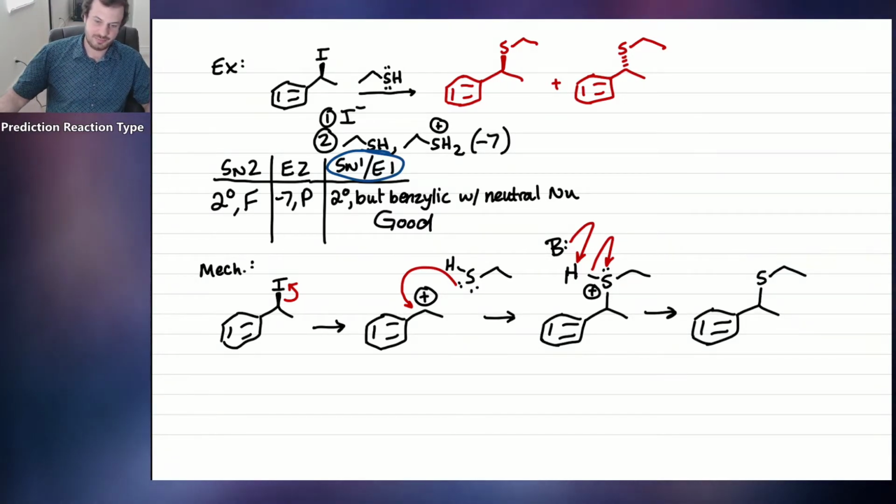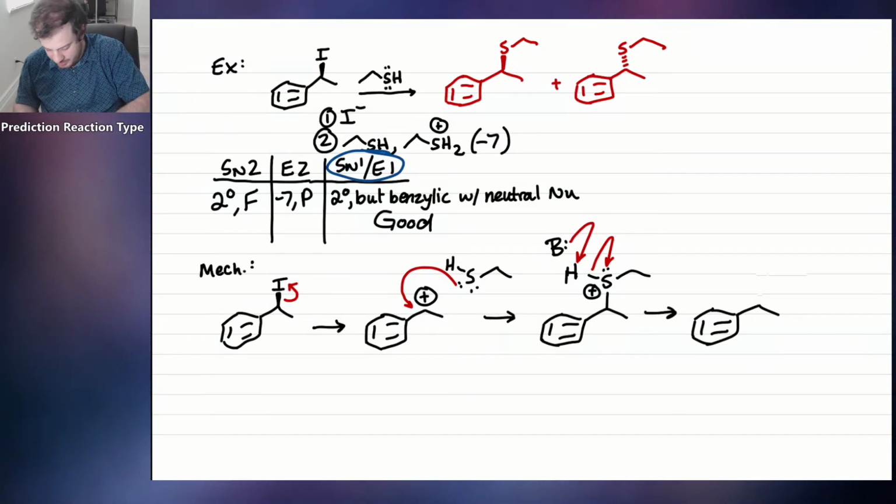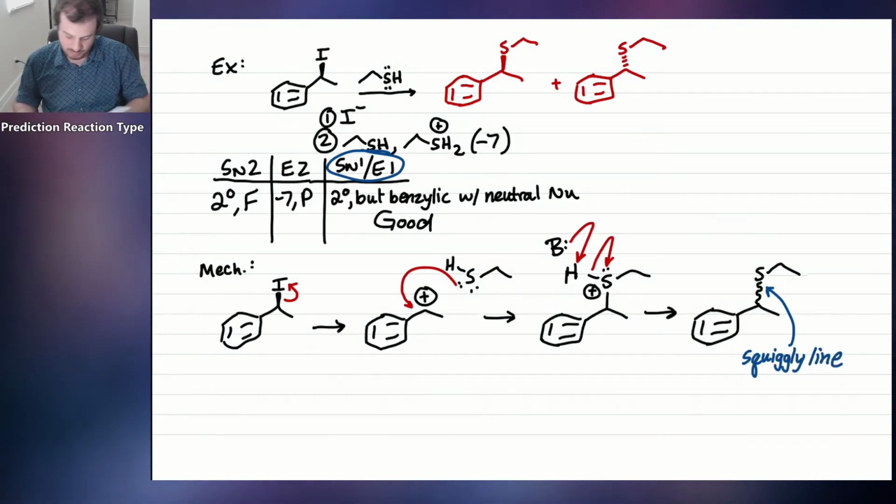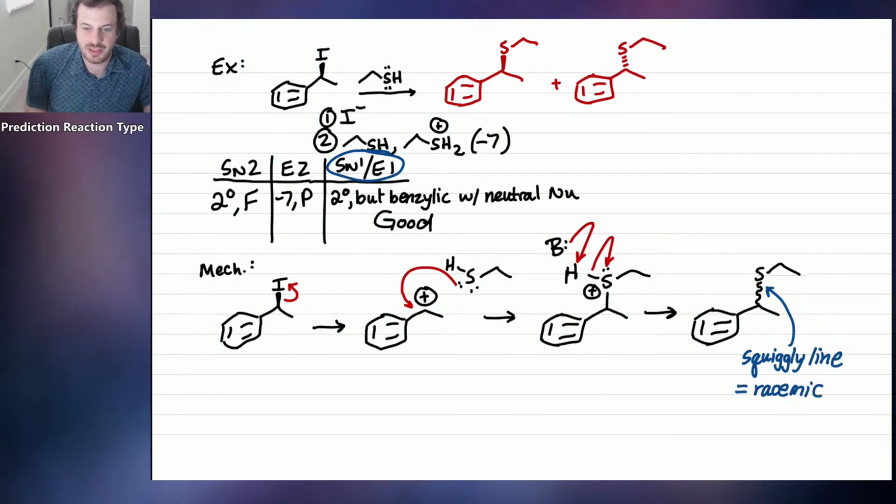That looks like that. You may see another convention that's sometimes drawn. It's a squiggly line. So if you see the squiggly line, that also means racemic. Unfortunately, the squiggly line can also mean that the stereochemistry is unknown. Some chemists think it means racemic, and some chemists think it means the stereochemistry is unknown or undetermined. But in this class, if you see the squiggly line, it means racemic.